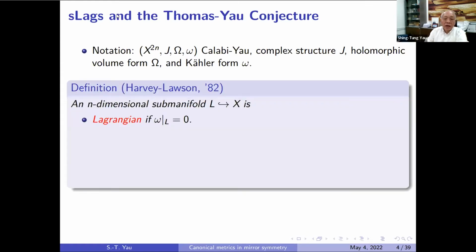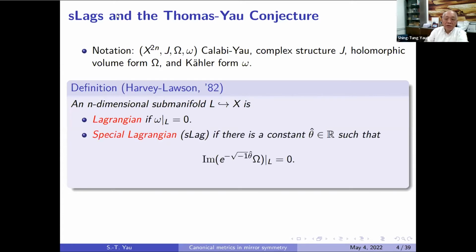The famous work of Harvey and Lawson in 1982 says that a submanifold L in a Calabi-Yau manifold is called Lagrangian if the Kähler form restricted to the submanifold is equal to 0. And it's called special Lagrangian if there is a constant theta hat which satisfies this equation, where capital Omega is a holomorphic n-form, and the imaginary part of e^{-i theta hat} Omega restricted to L is equal to 0. This is called calibrated geometry by Harvey and Lawson. It was found out much later, independently, by the physicists.